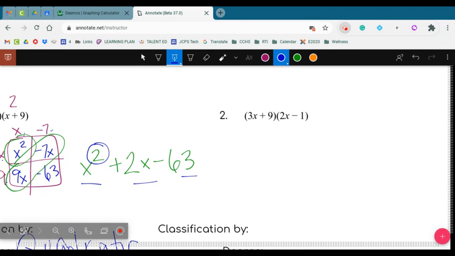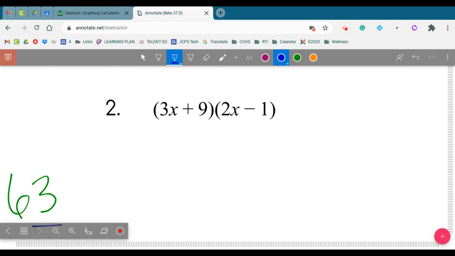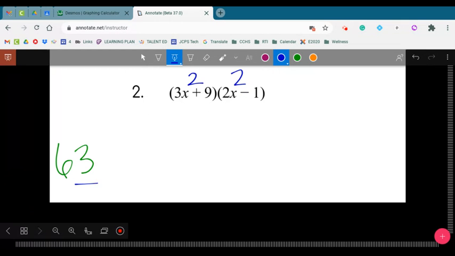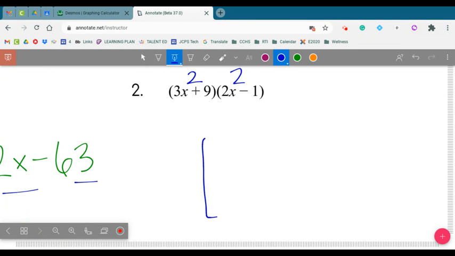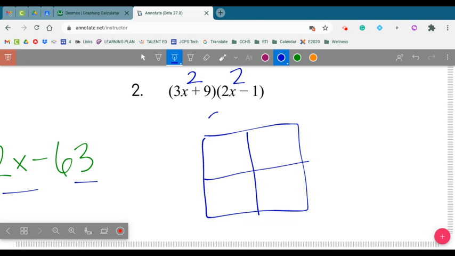Okay, the next problem, we have a 2 by 2 again, so we're going to create a 2 by 2 box. Right, 3x and a 9 on the top since it's positive 9, and 2x and a negative 1 on the side. So we're going to do 2x times 3x, so multiply your coefficients, you get 6. Add your exponents, you get x to the second.